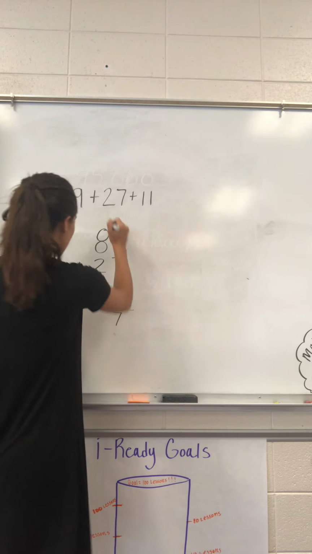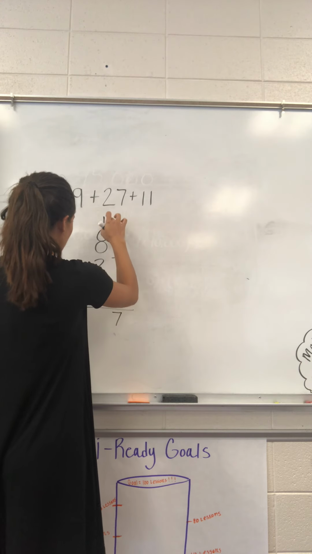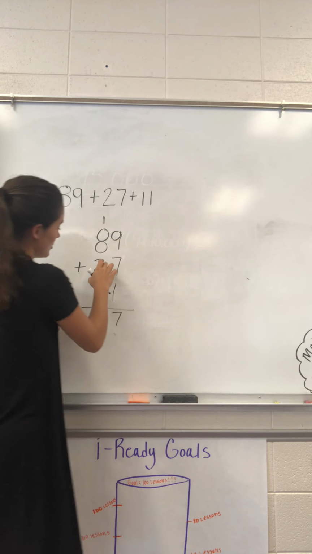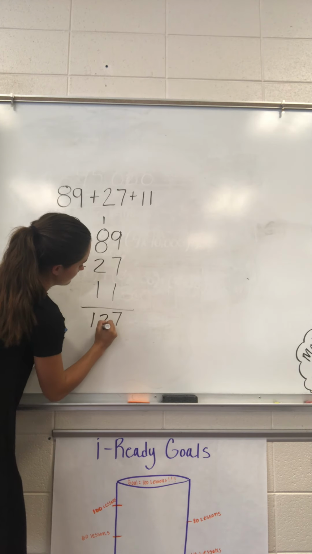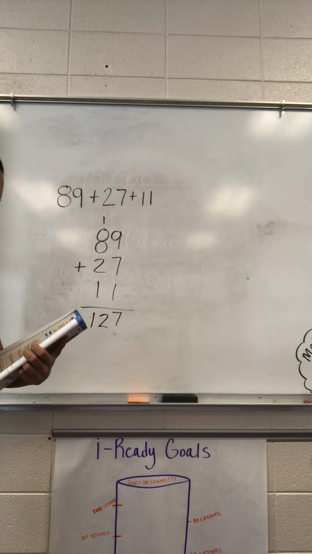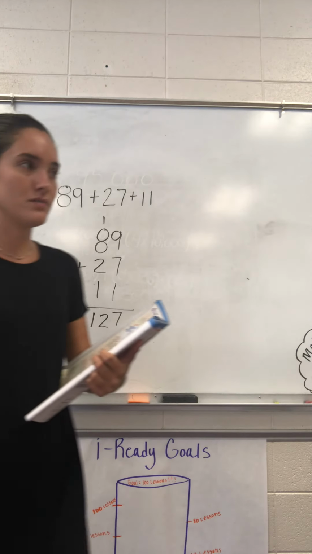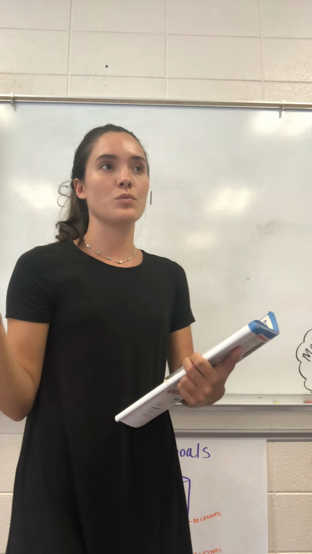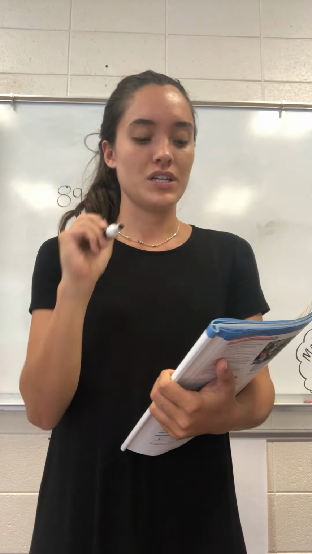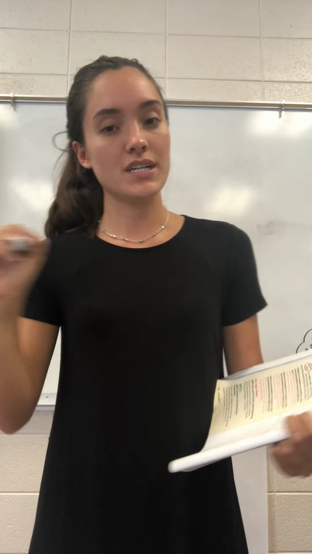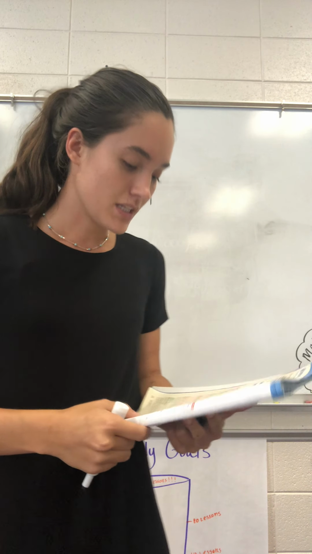So put my 7 here, carry my 1. 1 plus 8 is 9. 9 plus 2 is 11. Plus 1 is 12. So we got 127. So we didn't have to worry about doing one thing first and the other next. If it's just addition, we can just add them all up. And if it's just multiplication, we can just multiply them all together.